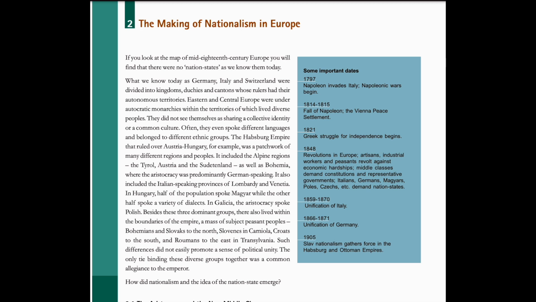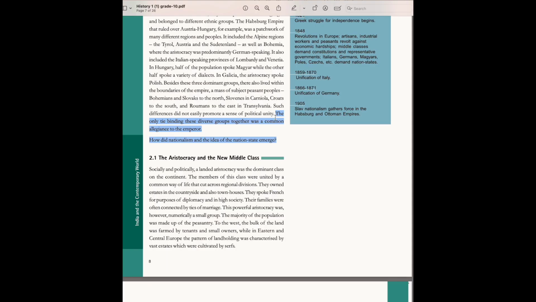Besides these three dominant groups, there also lived within the boundaries of the empire a mass of subject peasant peoples, Bohemians and Slovaks to the north, Slovenes in Carniola, Croats to the south, and Romanians to the east in Transylvania. Such differences did not easily promote a sense of political unity. The only tie binding these diverse groups together was a common allegiance to the emperor. How did nationalism and the idea of the nation state emerge?